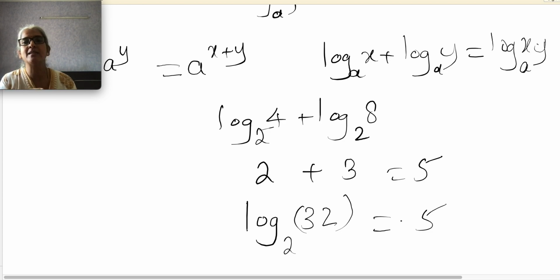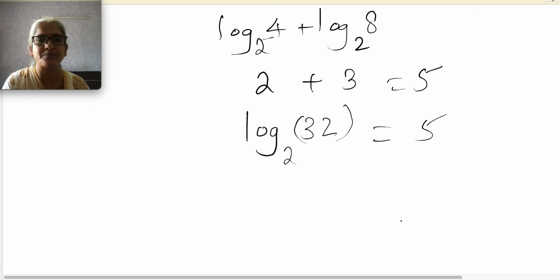So the rule is log x to the base a plus log y to the base a. Again, remember the base has to be the same, otherwise the rule will not work. Same like the exponent. Addition will become multiplication, or you can say the other way around also. Multiplication becomes addition. Log of xy to the base a is log of x to the base a plus log of y to the base a.